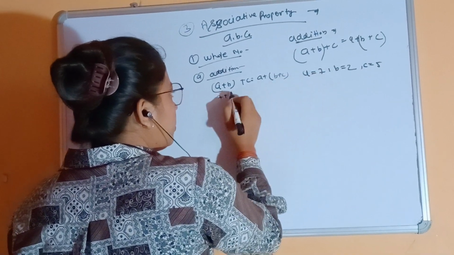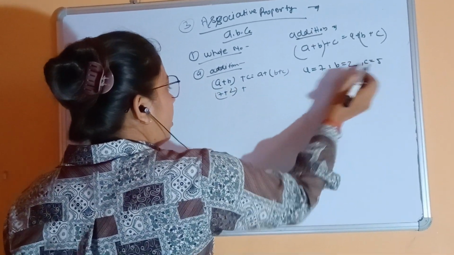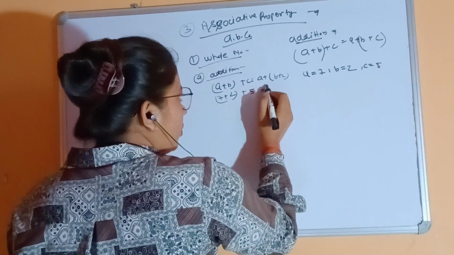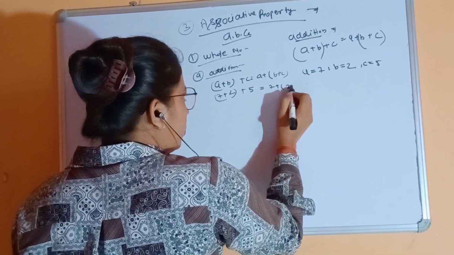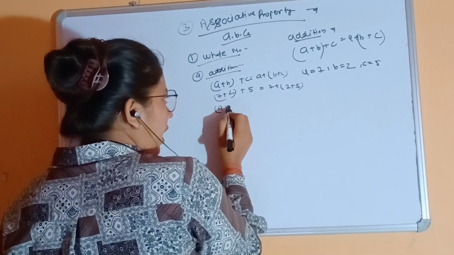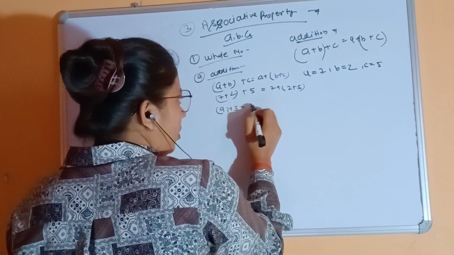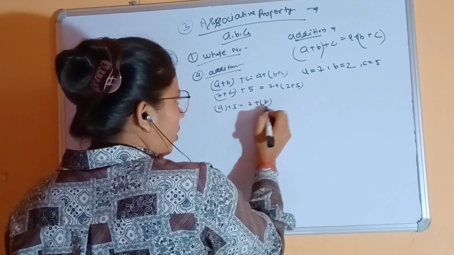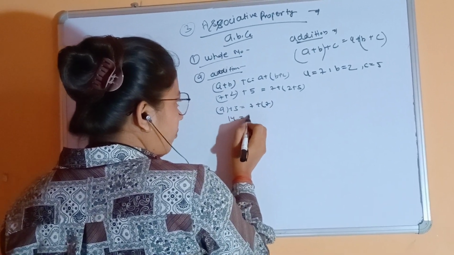A is equal to 7, B is equal to 2, plus C here is 5. Okay. A is equal to 7 plus B is equal to 2 plus 5. So here 7 plus 2 is 9, 9 plus 5 is 14. 7 plus 2 plus 5 is 14.